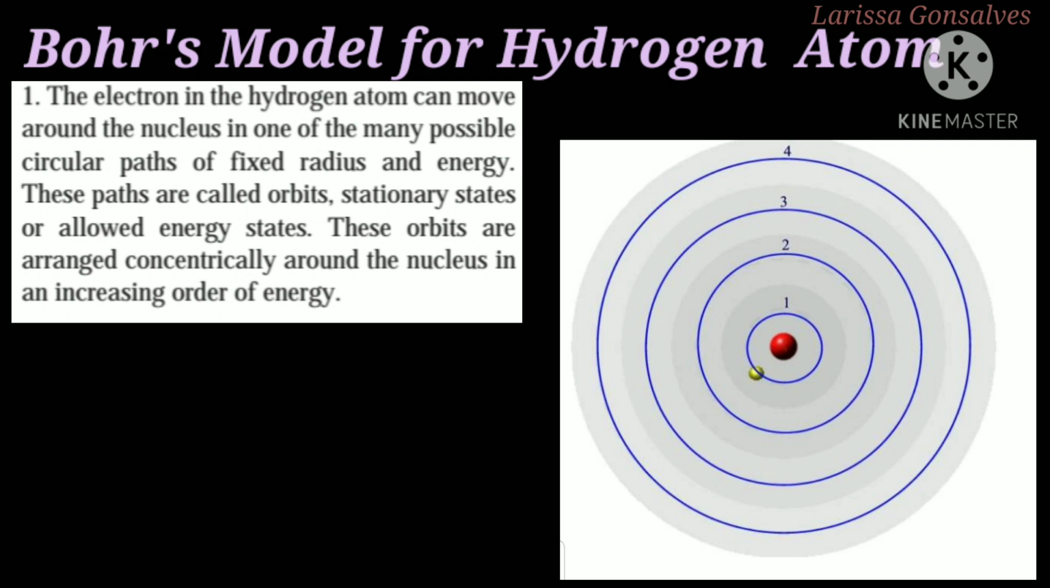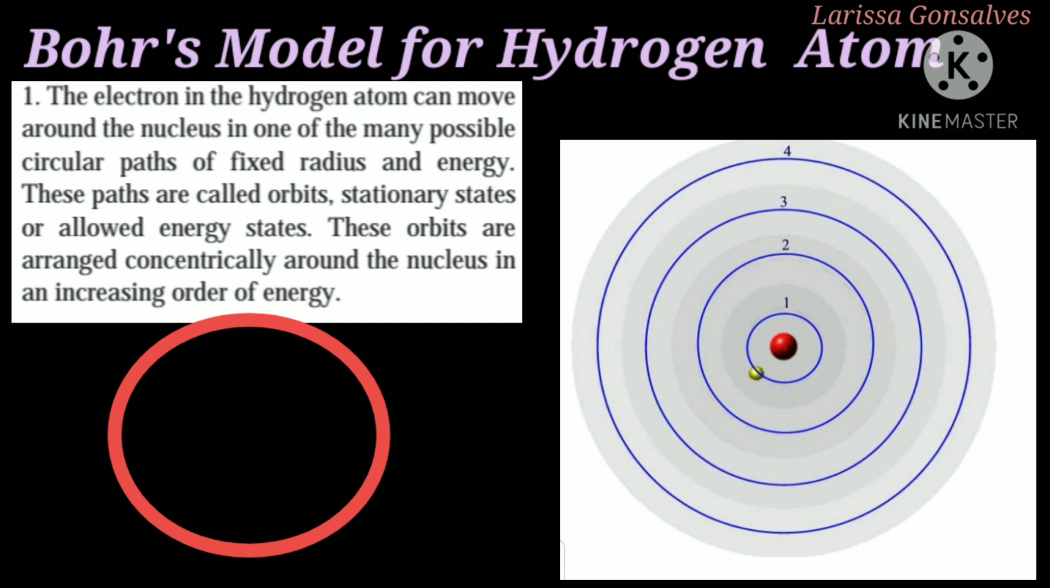So what does this postulate mean? In the hydrogen atom, there is only one electron, and this electron moves around the nucleus in a number of circular paths. The path is not arbitrary; each circular path has a fixed radius and energy, and these paths are called orbits, stationary states or allowed energy states. And how are these orbits arranged around the nucleus? In a concentric manner, or you can say in a circular form.